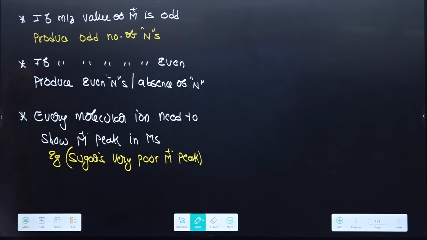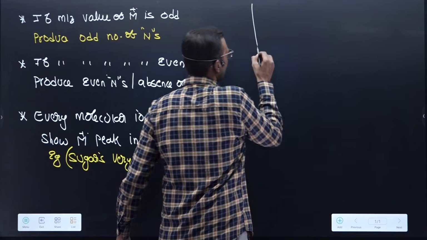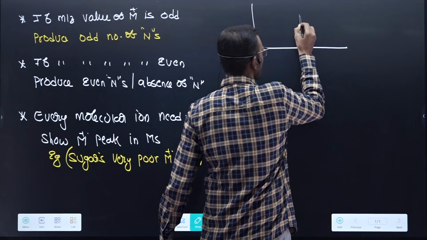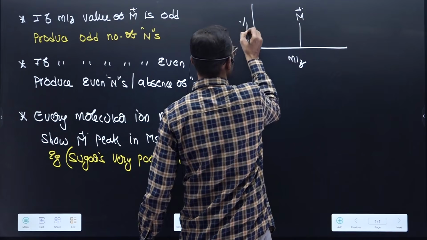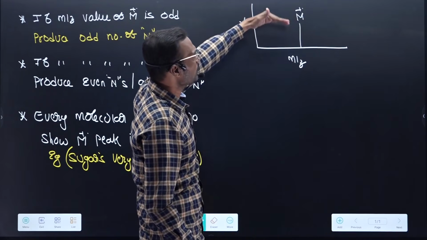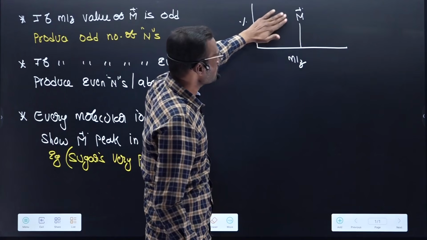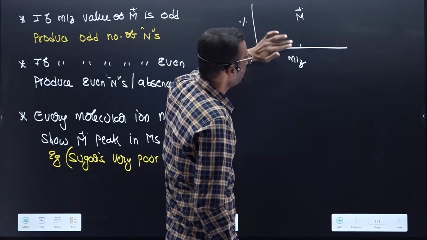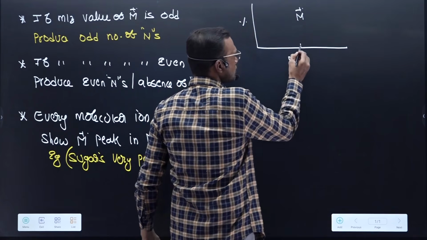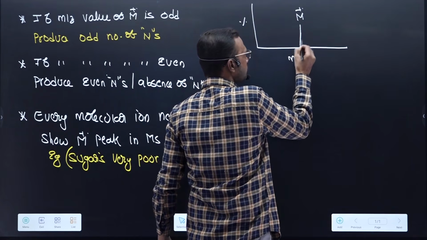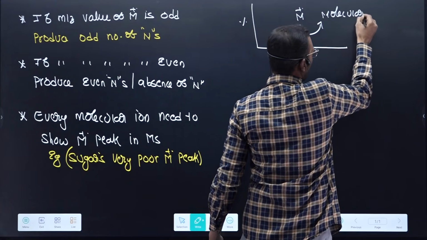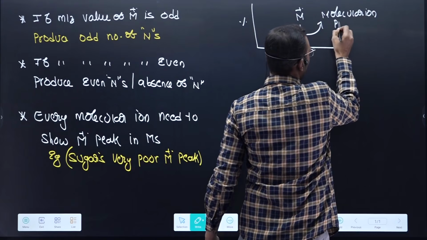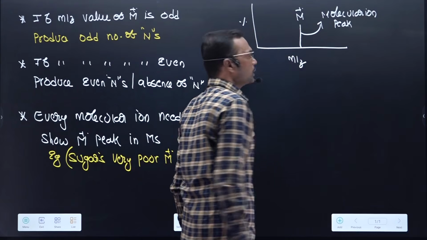Every molecular ion needs to show a molecular ion peak in mass spectrometry. Generally, suppose this is a molecular ion peak. It is represented by the m/z value, and this is the percentage of intensity. Sometimes this peak will be very high, sometimes very low, sometimes it may disappear. Maybe lower height, maybe higher height. This height depends upon the stability.